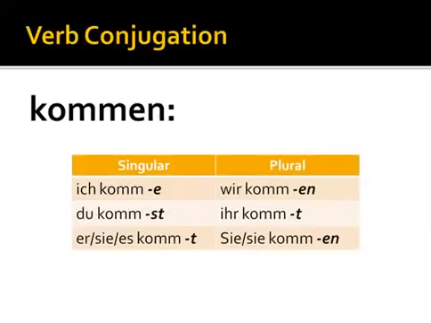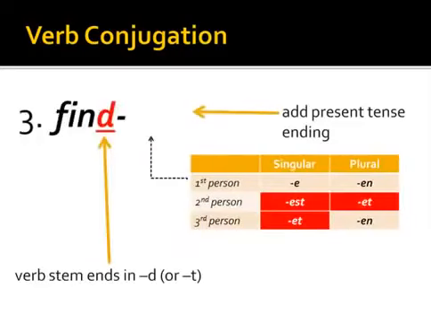Now, of course, in German, there are always exceptions, as in any language. Let's take a look at two of those at the present moment. Now, I have the verb stem find here. And the infinitive form is finden, which means to find. You'll notice that the verb stem ends in a D.